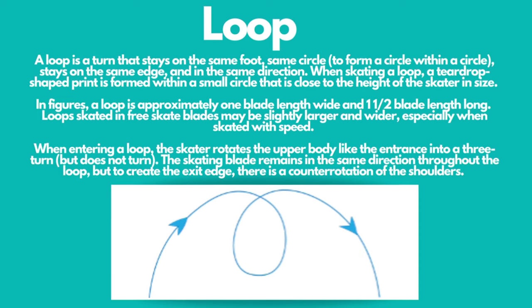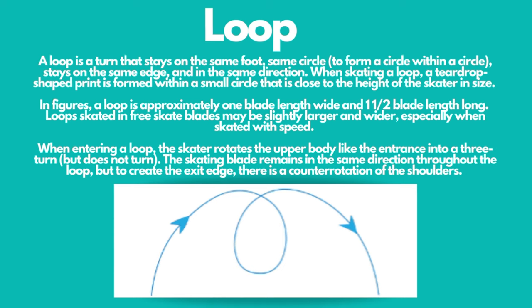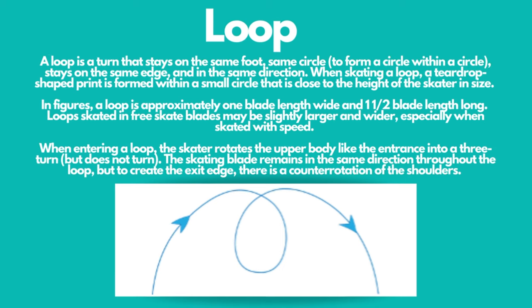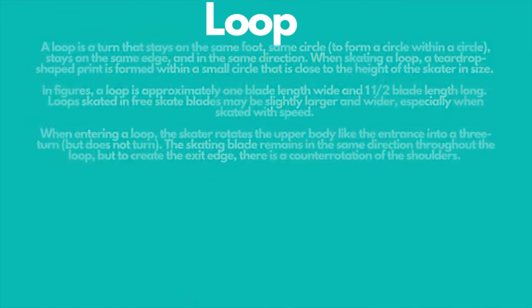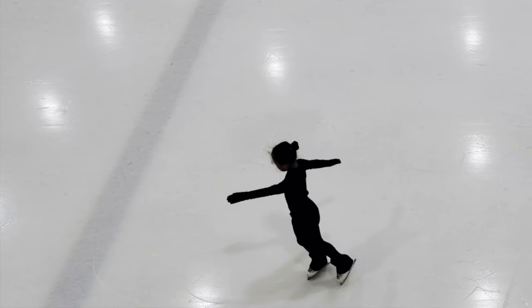When entering a loop, you rotate your upper body like you're entering a three turn. The skating blade remains in the same direction throughout the loop. To create the exit edge, there's a counter rotation of the shoulders. Think of forming a circle within a circle when performing a loop. The most common error is that your body weight is not balanced on the skating side.